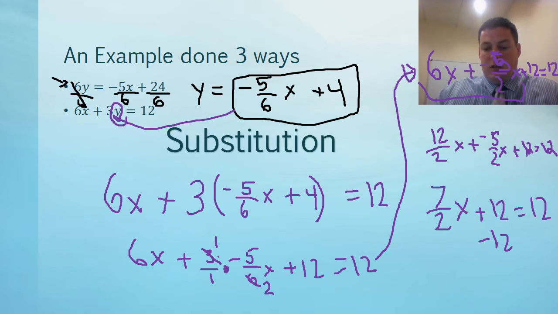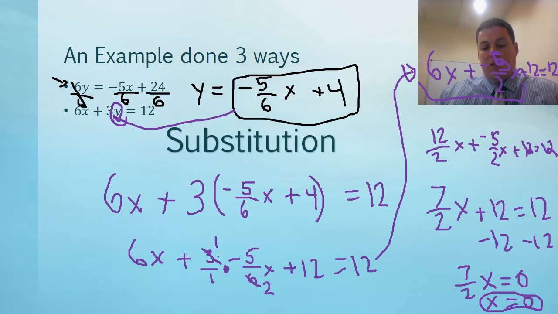Now I can subtract 12 from both sides. I have 7/2 x equals 0. So that must mean x equals 0. Because no matter what I multiply by 0, I get 0. So in order to get 0, in this case, x has to be 0.